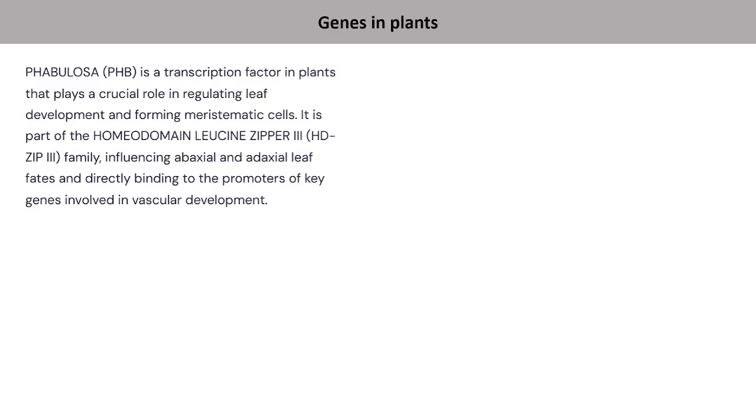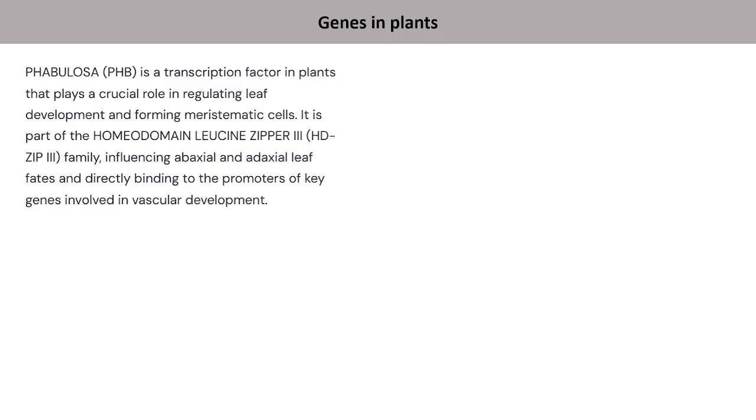It's a type of transcription factor family, and this particular transcription factor influences the formation of the abaxial surface and the adaxial surface of the leaf. As we have discussed in previous sessions, abaxial and adaxial surfaces of the leaves are the upper and the lower surfaces of the leaf, where abaxial is the back side of the leaf and adaxial is the upper side of the leaf. Now, the PHB gene is responsible for deciding the fate of the cells, whether they are going to become part of the abaxial side or part of the adaxial side.